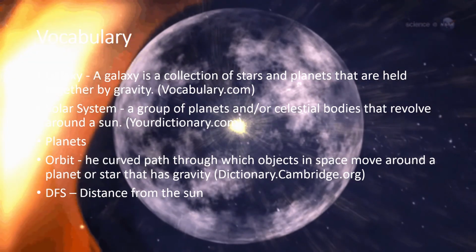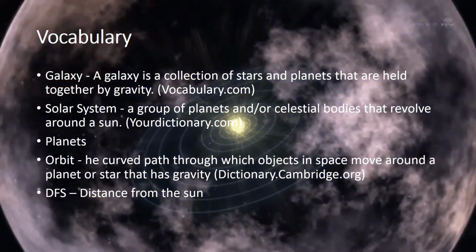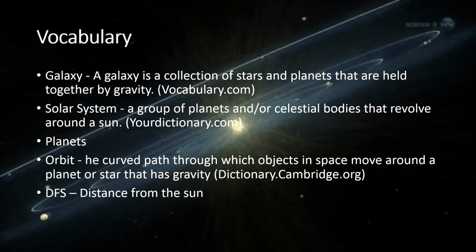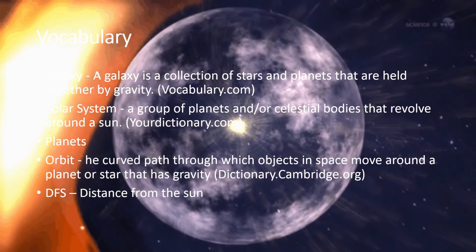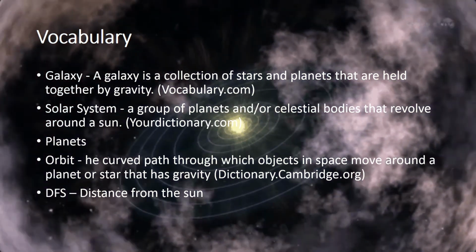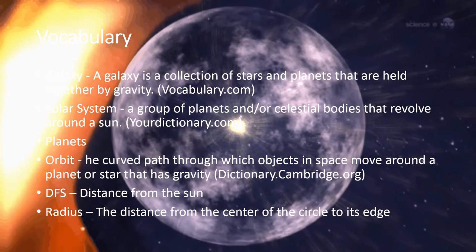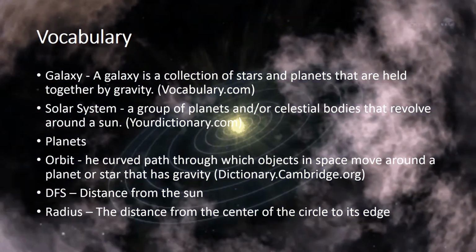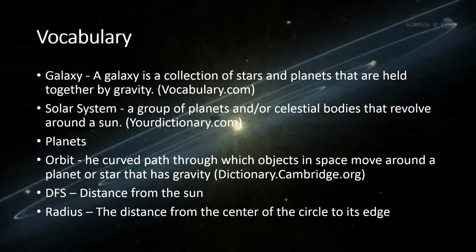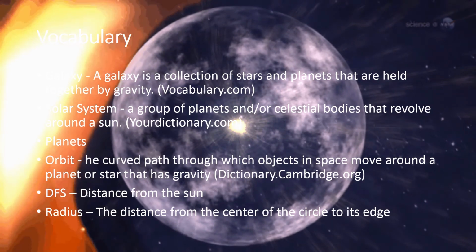Okay? And DFS. Now, I put DFS in here because on some of the diagrams that I'll show you later on, DFS stands for distance from sun. And this is primarily going to deal with the planets within our solar system. Okay? All right. And radius is obviously the distance from the center of a planet to its edge.